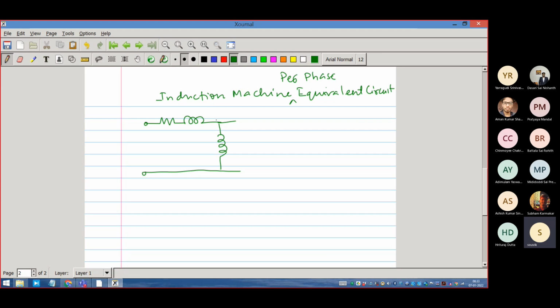So this is R1, this is jX1, this is the supply voltage. I am drawing V1 to imply the voltage in phasor form, and this implies current in phasor form. This is corresponding to the stator. This side is the stator. This is the stator resistance. This is the stator leakage.